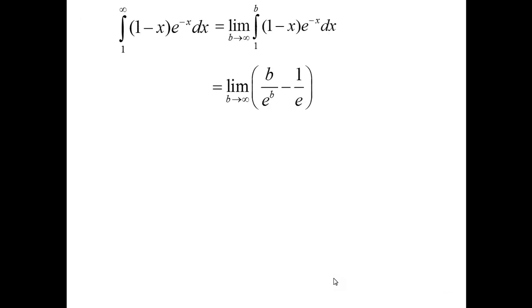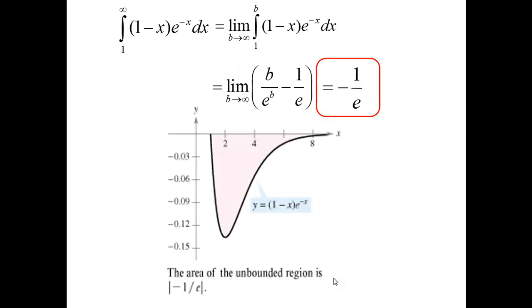What does that leave us with for the integral? Negative 1 over e. So we would say that this integral converges, and the area under the curve converges to the value negative 1 over e. And notice it's negative. Here's a picture of the graph. The only reason it's negative is because it happens to all be under the x-axis, but the area would be 1 over e.